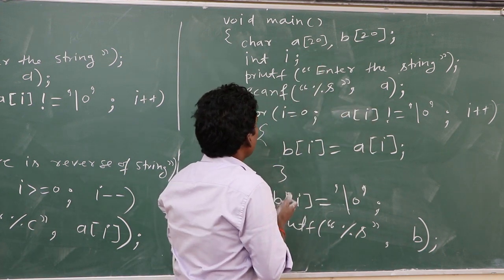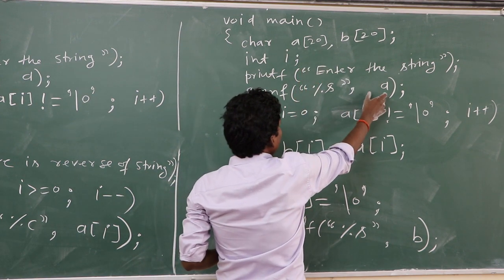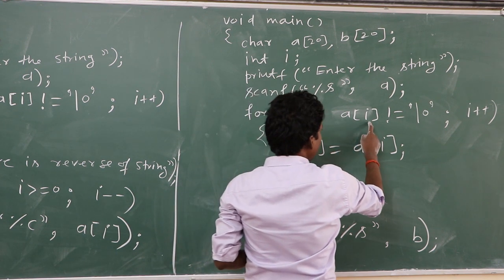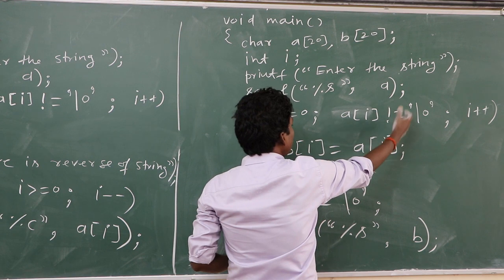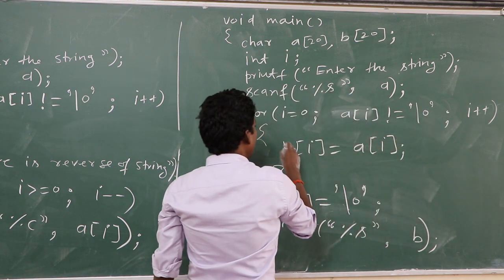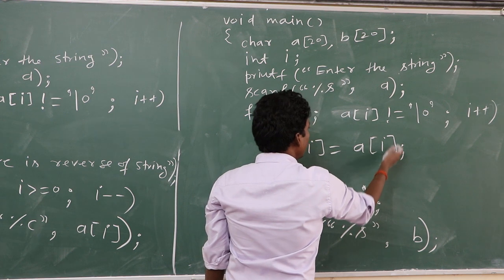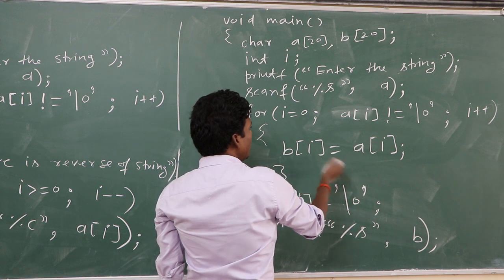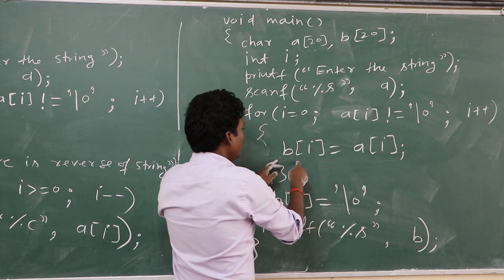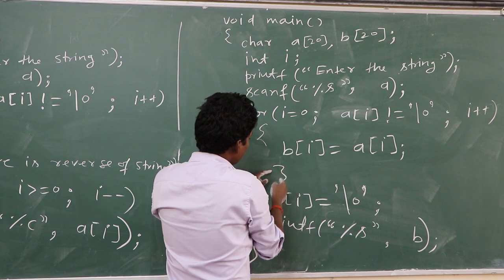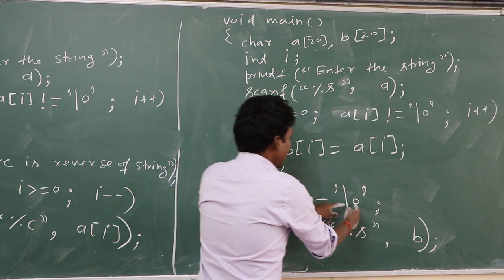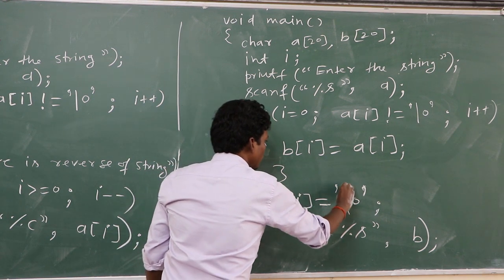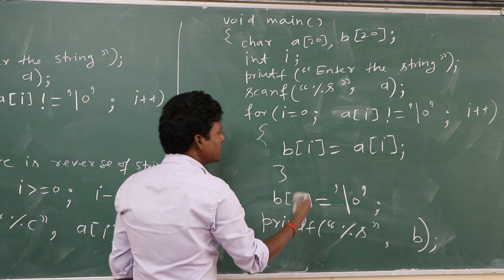Now we are going to copy the string you have entered here into B. So I equal to 0, A of I not equal to null. Until the string reaches null, this will keep running. And B of I receives A of I. What is here is assigned to B of I. In this way, all things of A are assigned to B. When control exits from this loop, the null character is assigned to B to signify that B has terminated.